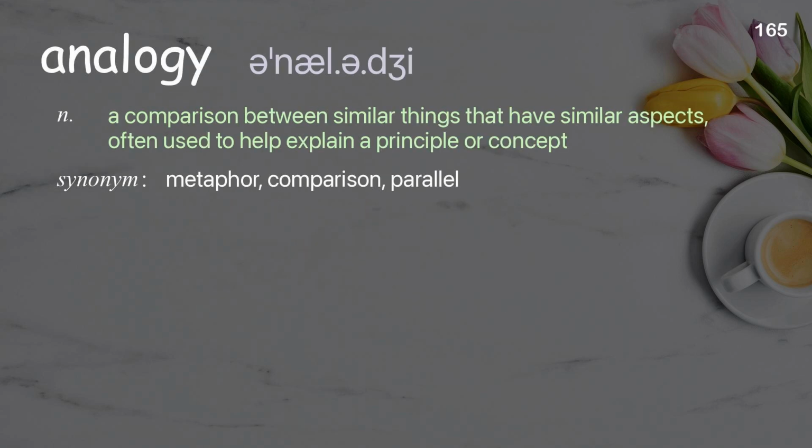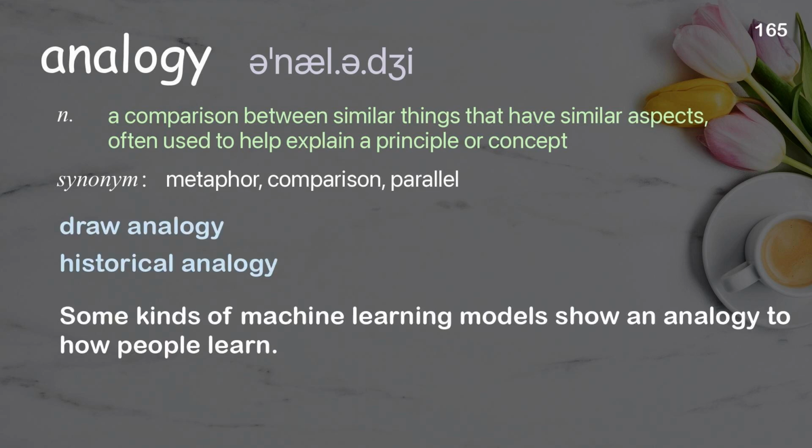Analogy: A comparison between similar things that have similar aspects, often used to help explain a principle or concept. Examples: Draw analogy. Historical analogy. Some kinds of machine learning models show an analogy to how people learn.